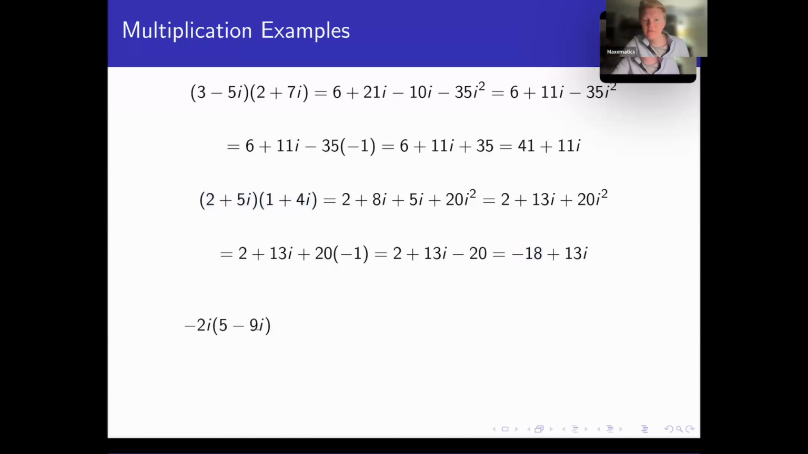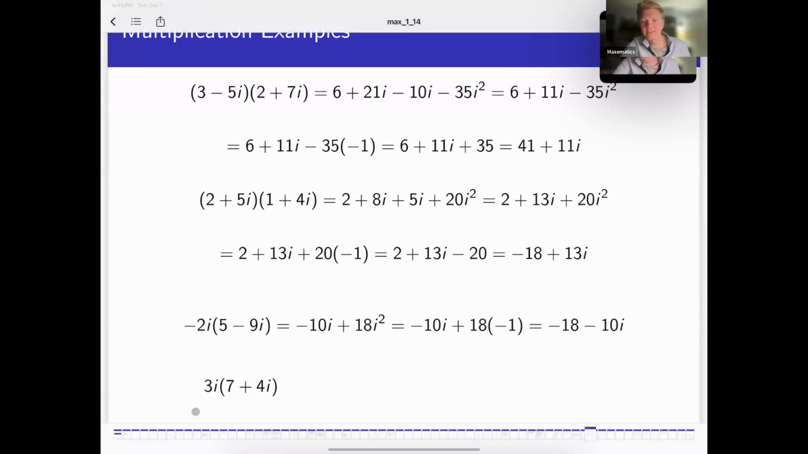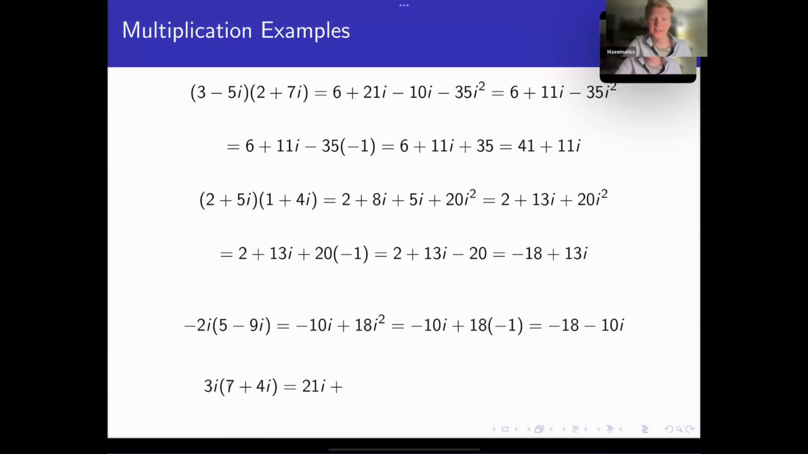Negative 2i times 5 minus 9i. This is just distribution. Negative 2i times 5, negative 10i. Negative 2i times negative 9i, positive 18i squared. i squared is negative 1. So 18 times negative 1 is negative 18. Okay. 3i times 7 plus 4i. 3i times 7 is 21i. 3i times 4i is 12i squared. i squared is negative 1. So we get negative 12 plus 21i.